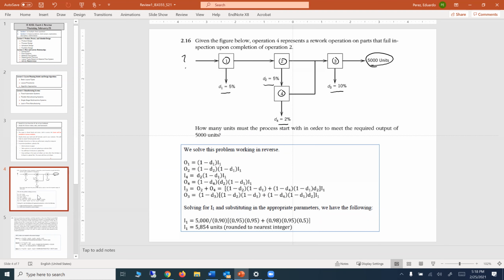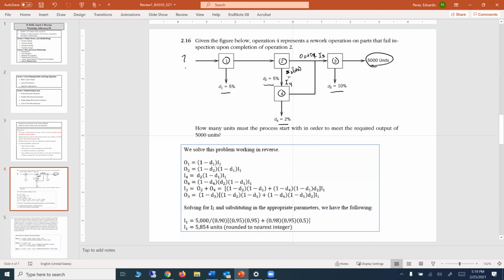So I have the solution here, and we have discussed this in the lecture. But the way you proceed is you have to understand the relationship between inputs and outputs. So this is input three, and you know input three is going to be equal to output two plus output four. And then you work your way backwards. So this is input four, and you know input four is equal to the input of I2 times one minus the defect rate, which is D2. So this is I2 times (1 minus D2).